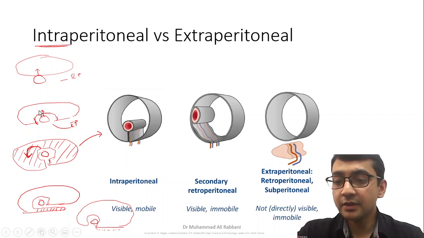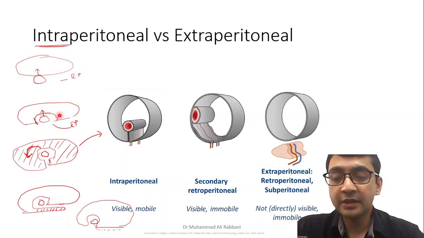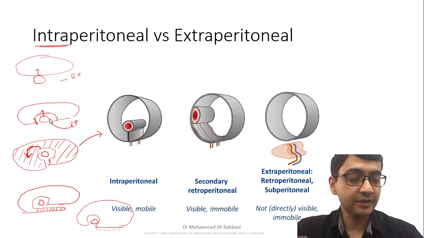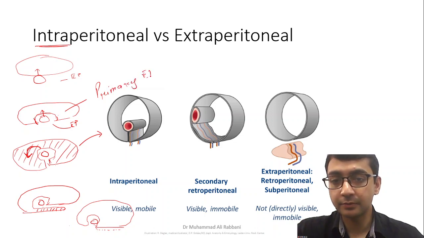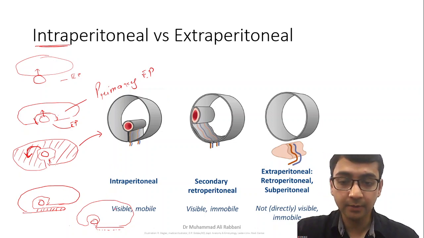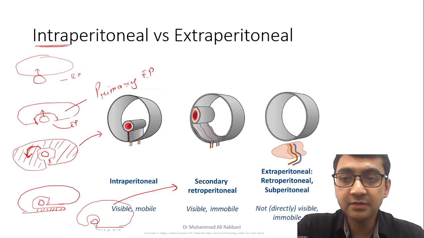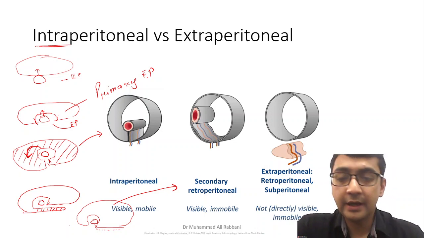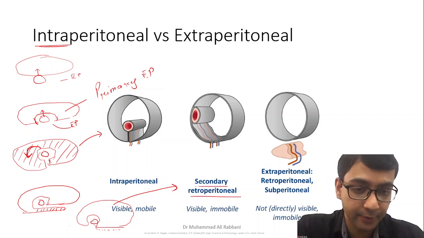So what's the difference between the retroperitoneal or extraperitoneal organ shown here and here? This one was never an intraperitoneal organ, it was originally placed here. So this is known as a primarily retroperitoneal organ. But this particular organ was actually once an intraperitoneal organ, but it later became extraperitoneal, so it is known as a secondarily retroperitoneal organ. So this is the difference between intraperitoneal and extraperitoneal, and after that we discuss the difference between primarily retroperitoneal and secondarily retroperitoneal.